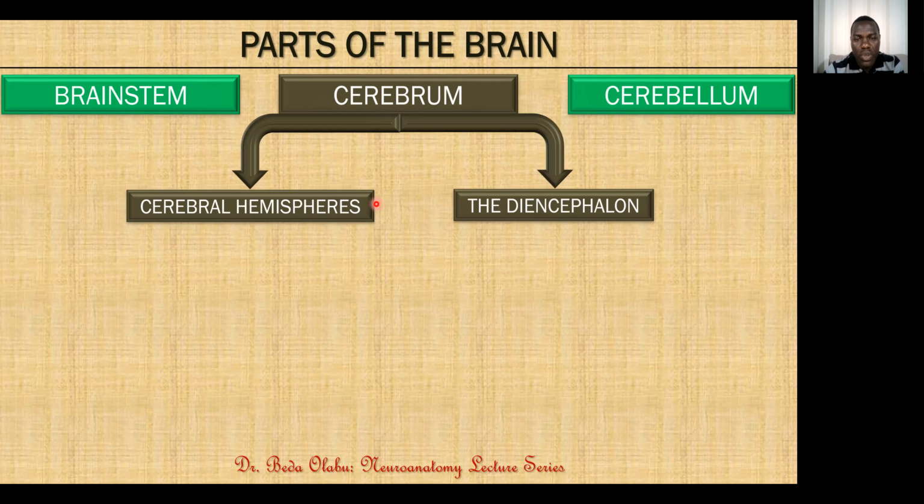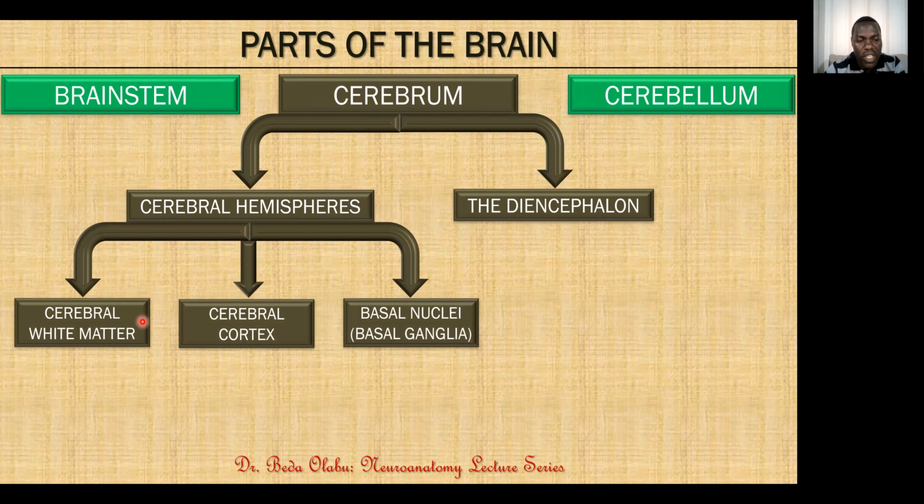The cerebrum has two components, the hemispheres and the Rhombencephalon. The cerebral hemispheres is further divided into three: the cerebral white matter, the cerebral cortex, and the basal nuclei, otherwise called the basal ganglia, although that's a misnomer, as we agreed. We mentioned that when you talk of the cerebral white matter, you are referring to axons of fibers within the white matter of the cerebrum. And these axons of fibers within the cerebral white matter can be grouped into three categories.